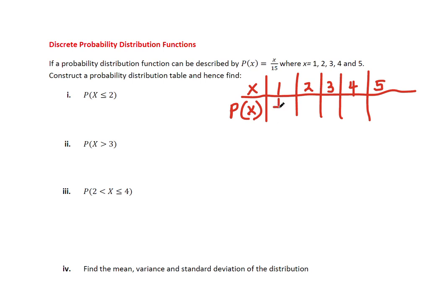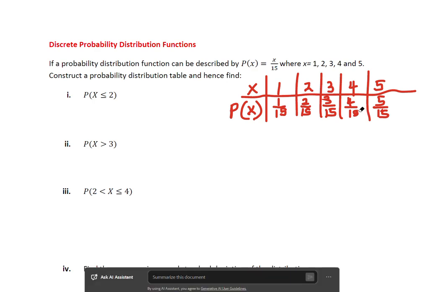So the probability here would be 1 out of 15. The probability for this one is going to be 2 out of 15, because all we're doing again is using the x values that were given individually to replace this x in the probability distribution function that we're given, x over 15. So next we're going to have 3 over 15, followed by 4 over 15, followed by 5 over 15. These are our probabilities that are associated with each of these discrete outcomes.